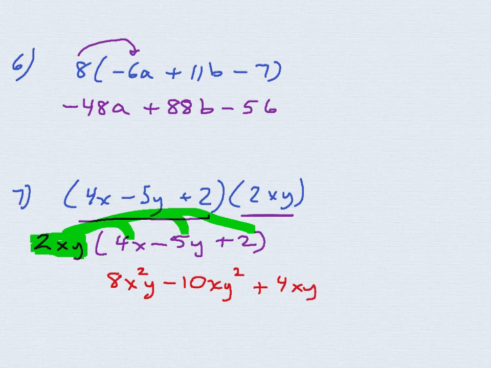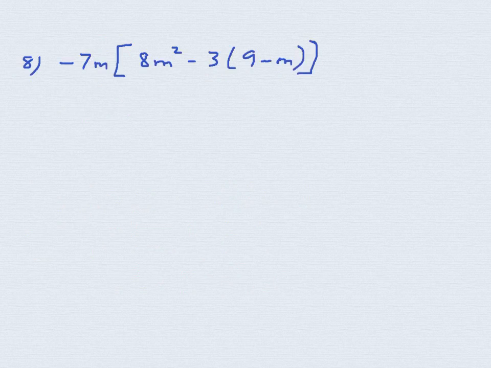So the outside number gets multiplied by everything on the inside. That's called distributive law. And last but not least, in this little video, this question's a little bit difficult. There's always a good one in every little set.